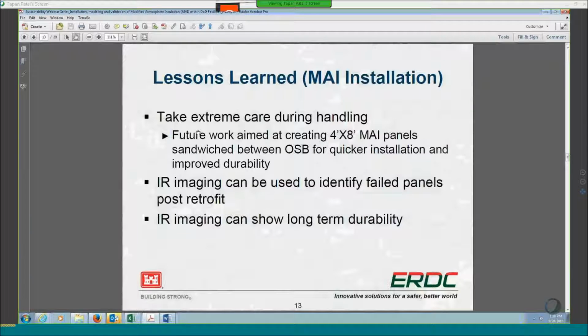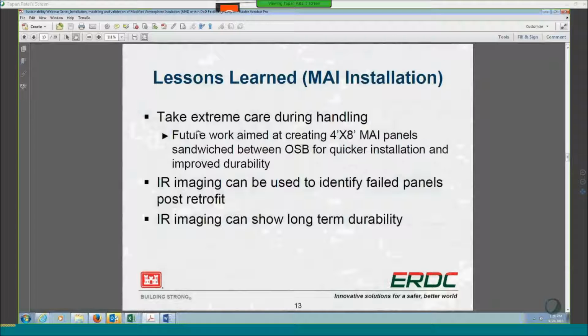So here's what we learned. We learned to take extreme care when you're handling these panels. As this technology progresses, there needs to be care taken in installing it. Our partners at Oak Ridge are actually working towards manufacturing 4-foot by 8-foot MAI panels, and these panels will be sandwiched between OSB or drywall.